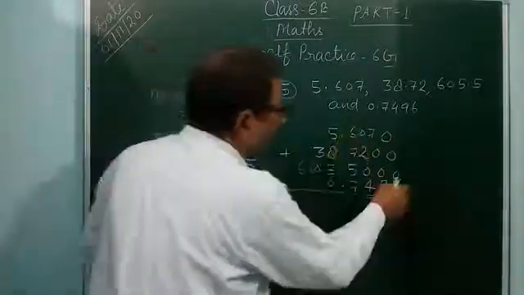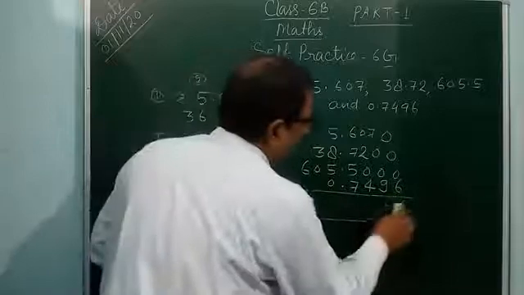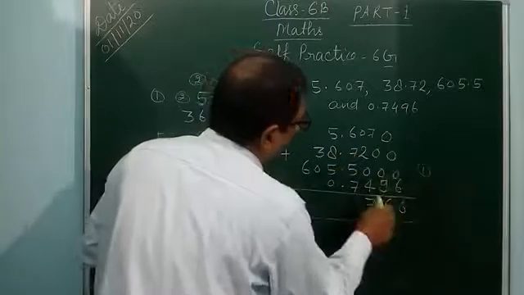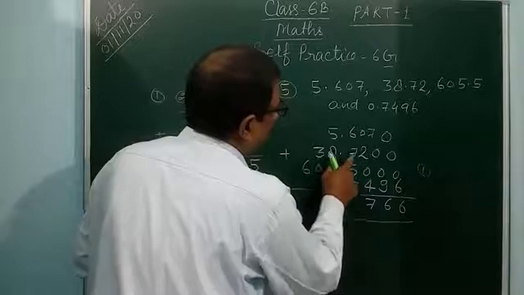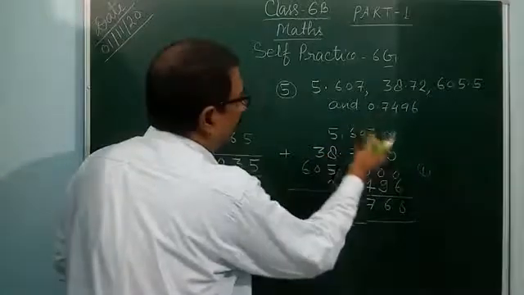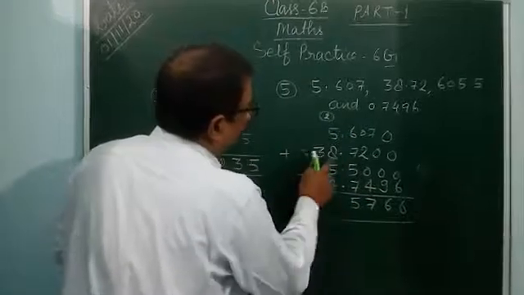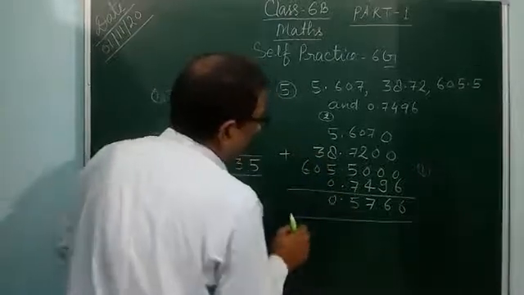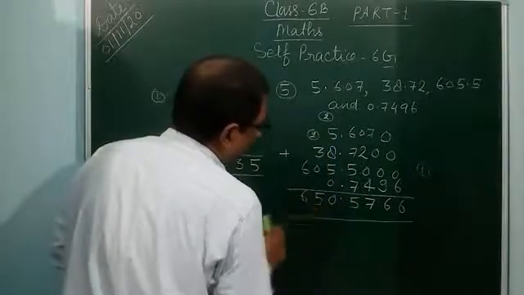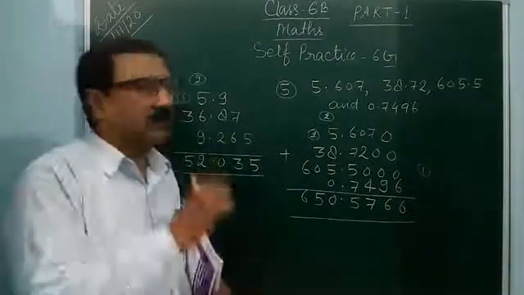After that you can add together: 6 here, 9 and 6, 9 and 7, 16, 6 here, 1 carry, and after that 4 and 2, 6, 6 and 1, 7, and 7 and 5, 12, 12 and 7, 19, 19 and 1, 20 and 5, 25, 5 here, 2 carry, 5 and 5, 10 and 8, 18, 18 and 2, 20, 0, 2 carry, 3 and 2, 5 and 6 here. So 650.5766.